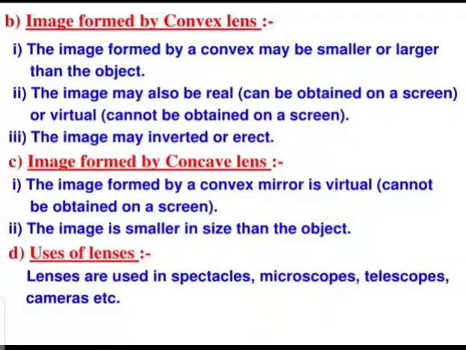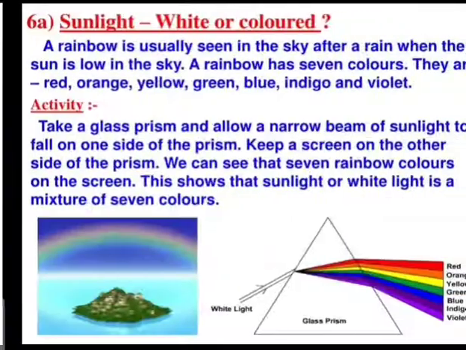Image formed by concave lens. The image formed by concave lens is virtual. The image is smaller in size than the object. So here are the features of image formed by convex lens and concave lens. Uses of lenses. Lenses are used in spectacles, microscopes, telescopes, cameras, etc.